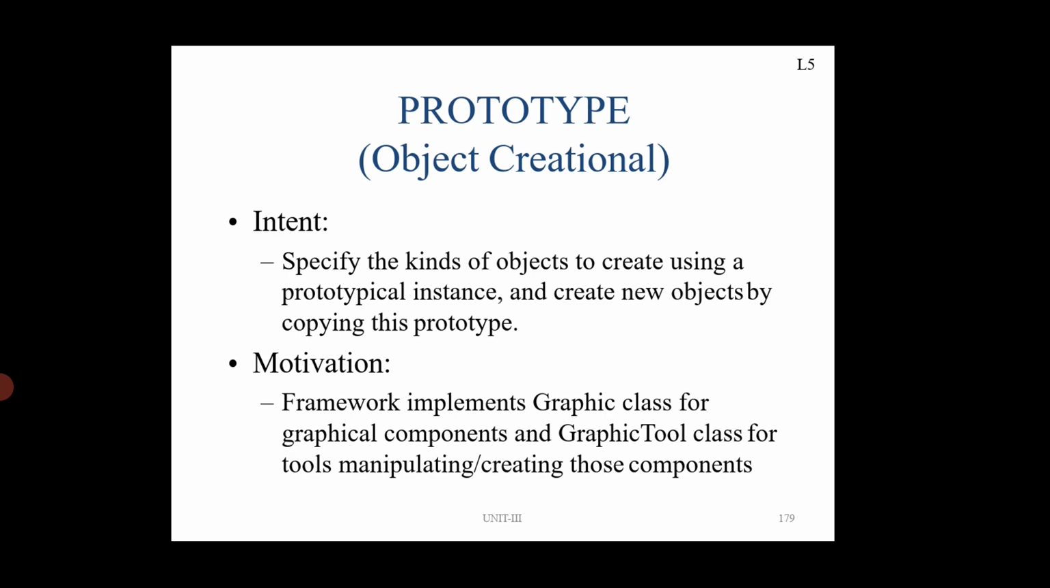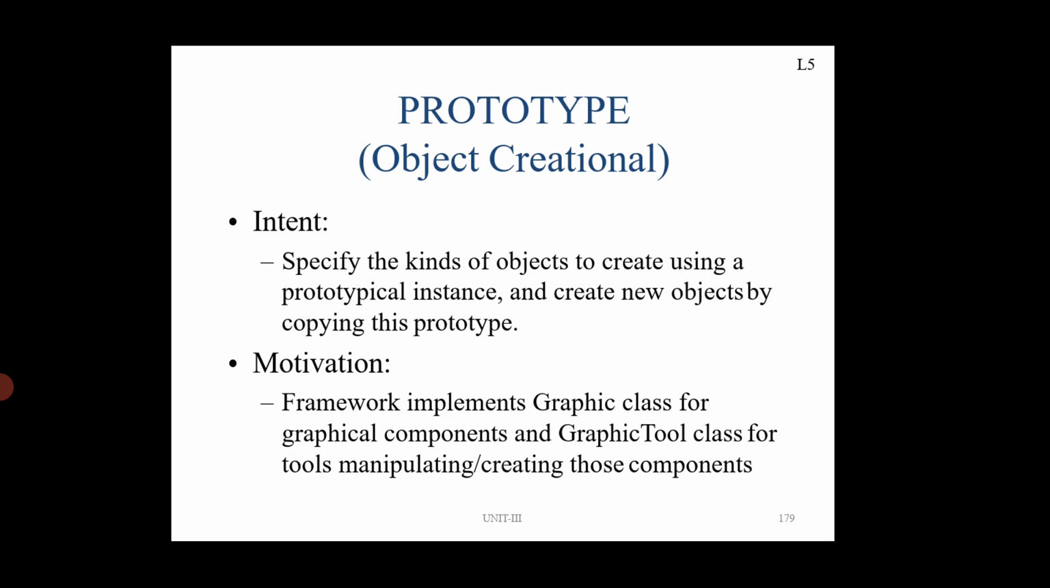Now we need to study the main intent: we specify what kind of objects we need to create, using a typical instance. What is the meaning of prototype? In software, a prototype is just a virtual thing, not a real thing, and we need to convert it into a real thing. Here we create new objects by copying or cloning this prototype. This is the main intent of the prototype.